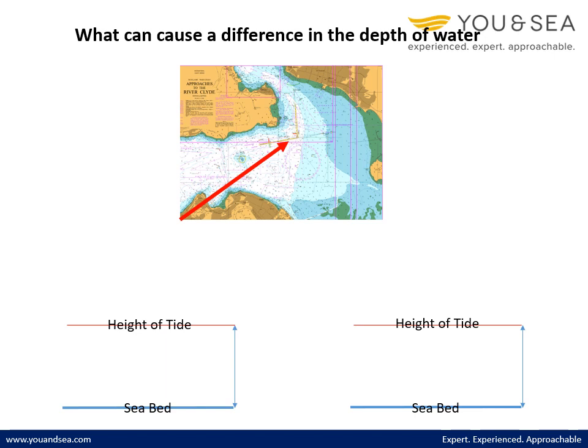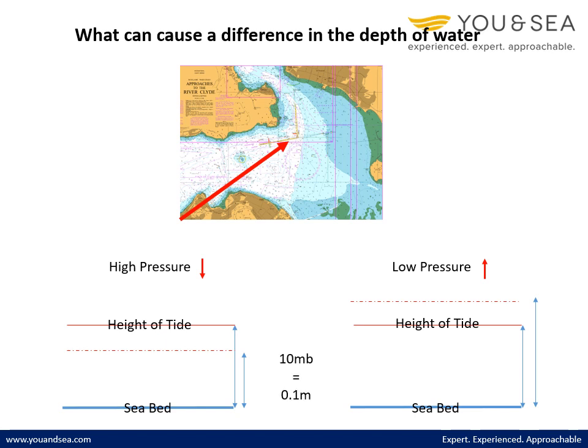The weather also has a very significant factor. High pressure pushes down on the sea state or the sea level, and that red dotted line insinuates that there'll be much less water over a high pressure than there will on a low pressure. So low pressure pulls the sea state up. As a rule of thumb, for every 10 millibars difference from 1013, which is the average atmospheric pressure, the sea state rises or falls by 0.1 meters.